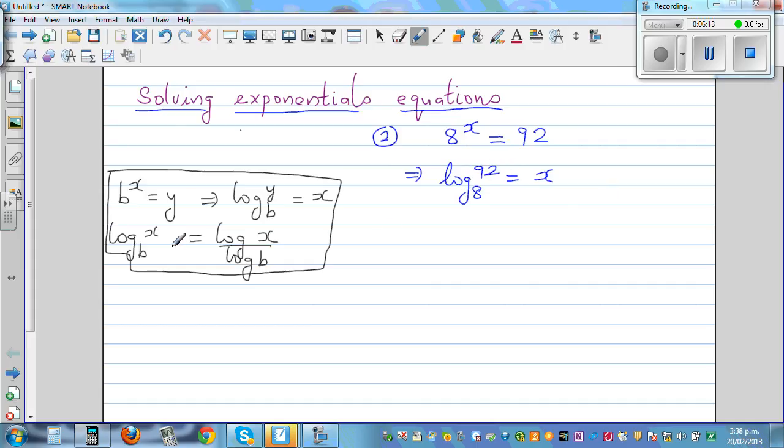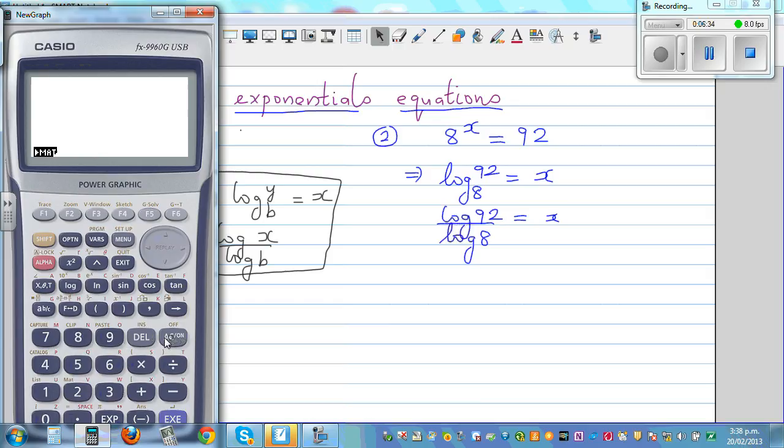Now using the second rule, it says log base b of x is log of x divided by log of b. So using that rule, I can say x is equal to log 92 divided by log 8, just like that. Okay, so again my calculator, log 92 divided by log 8 gives you the answer. And to check your answer, 2.17 in 1 dp, but to get the exact answer we need the whole number.